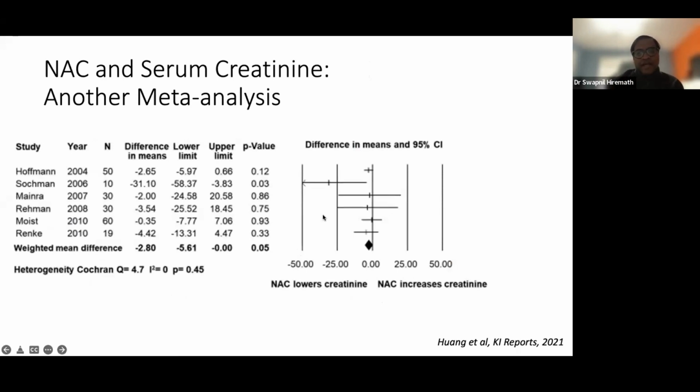And this is another meta-analysis that we did. We looked at the studies, and this was not in patients getting contrast or anything like that. This is just normal people who were given NAC, and they measured serum creatinine versus placebo. And we can see here that NAC reduces creatinine. So for some reason, N-acetylcysteine reduces creatinine. Now, why might that happen?